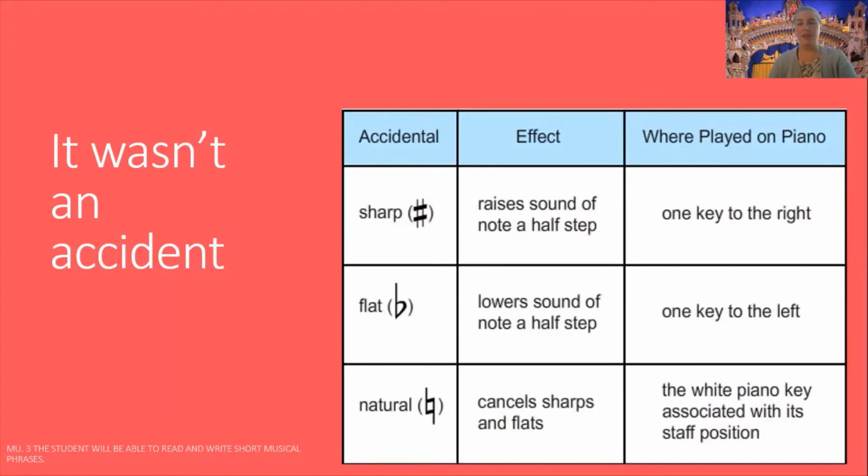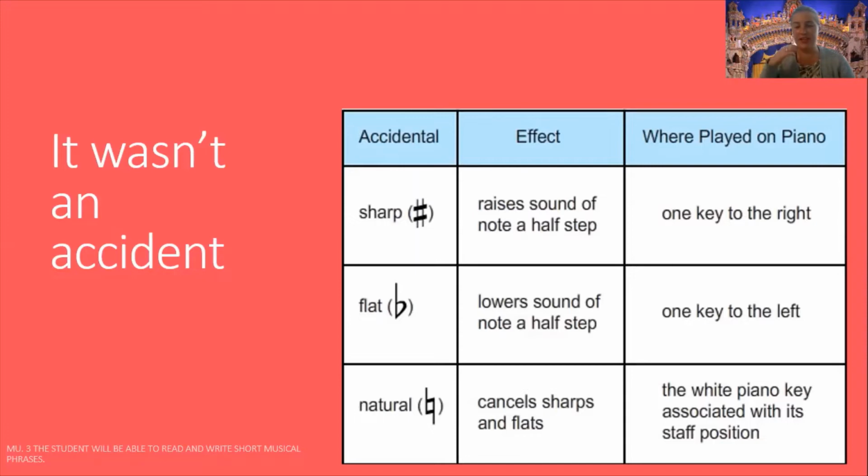A flat lowers the note 1/2 step. So if you've got a B on the staff with a flat next to it, instead of playing the white key on the piano, you're going to play the B flat, the black key just a little bit over.